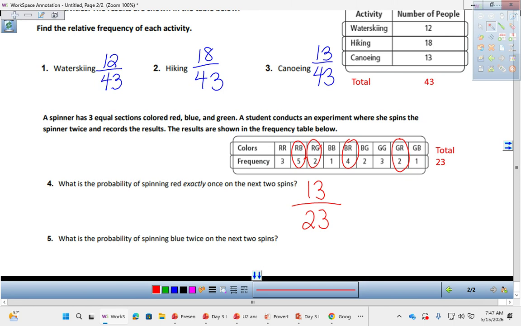Those tables are a little trickier to read. Like, remember yesterday we had the one that was like heads, heads, tails. This is kind of similar to that. So just kind of understanding how to read the table and understanding what this is asking you for.